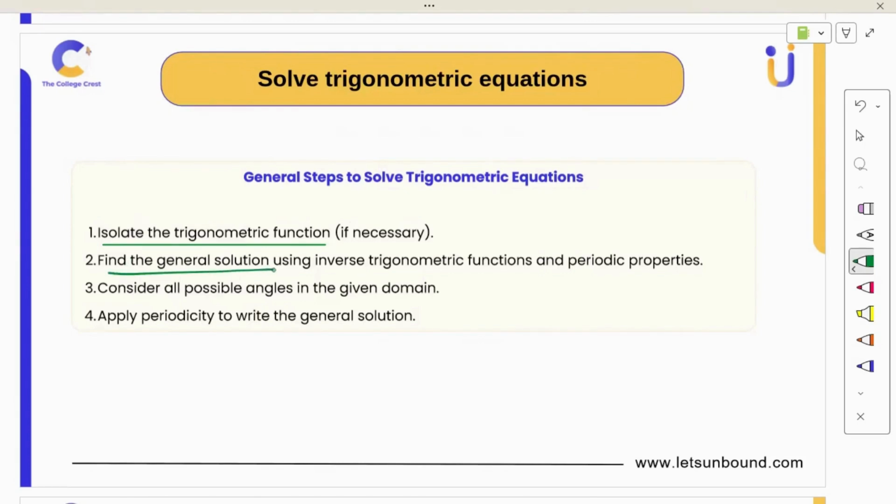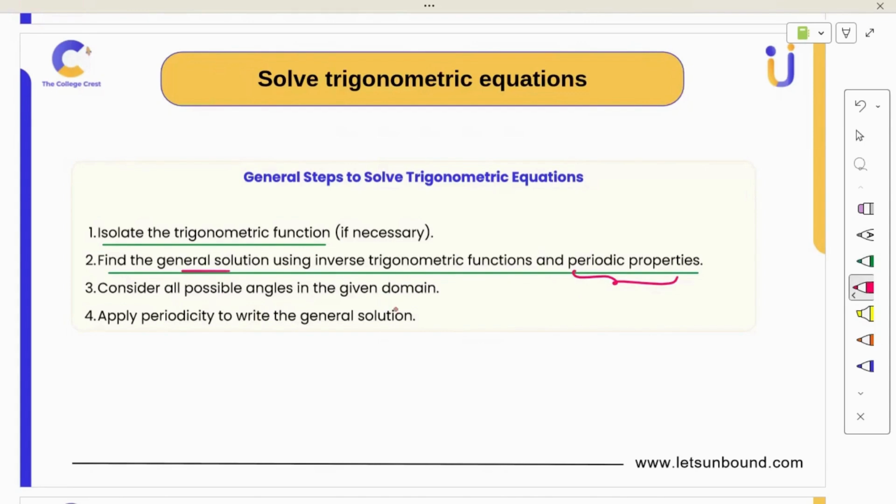Find the general solution using inverse trigonometric functions, because we are finding the angle and we have the ratio. That is how the situation will be, so we'll apply inverse trigonometric functions. For one revolution, like one period, we can use the unit circle. But general means I can do many thousands of rotations if I want, so we will use the periodic property if they're asking for the general solution.